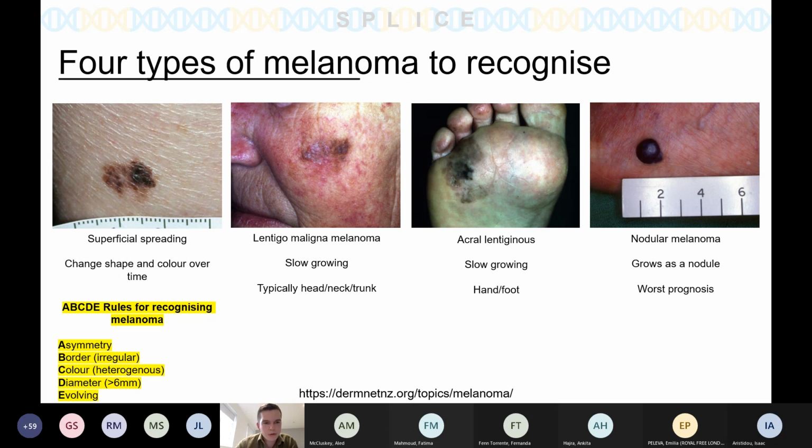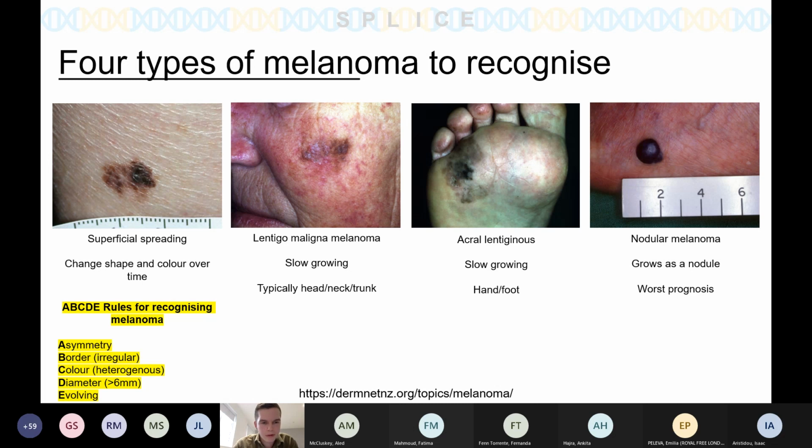So the ABCDE rules I've highlighted because they're useful for GPs and I guess other doctors to differentiate between what is a benign mole and what is cancer. So if it's asymmetrical, like that one is, irregular border, different colours, so you can see it's dark on the right. If it's big and if it's changing over time, they're all red flag signs that warrant 2-week wait referral for investigation of what may or may not be a mole.